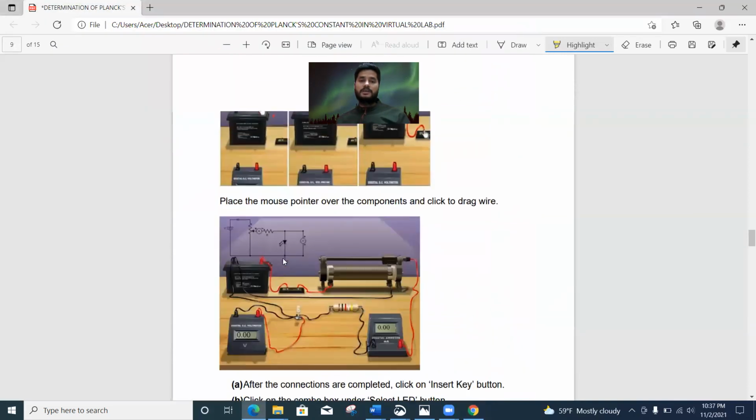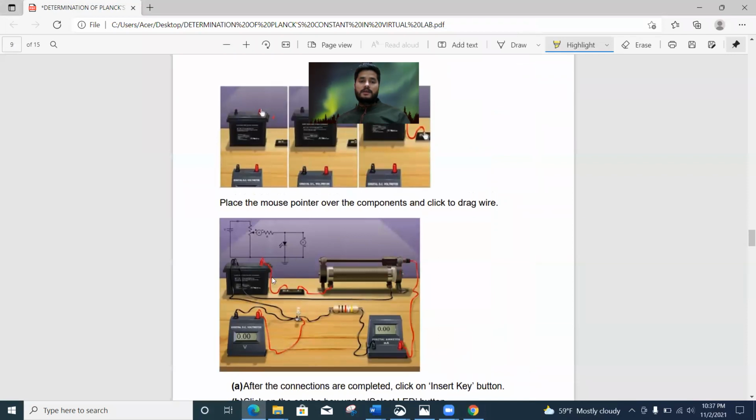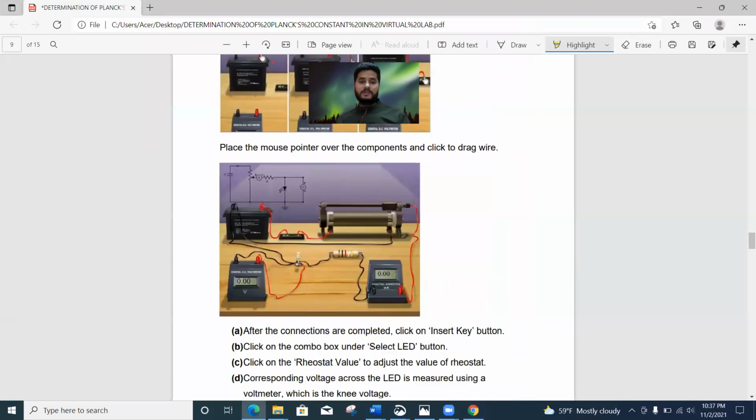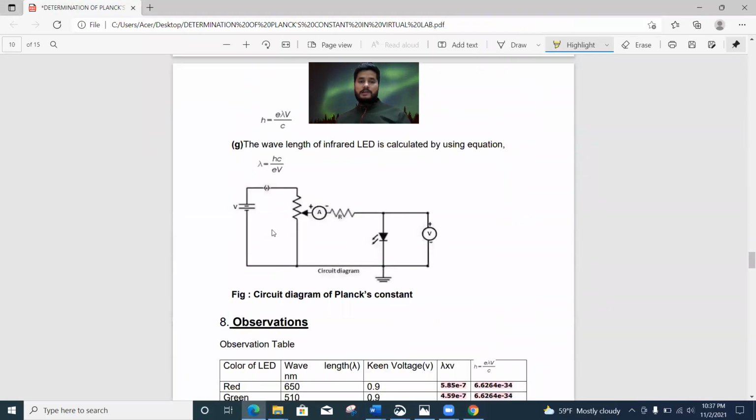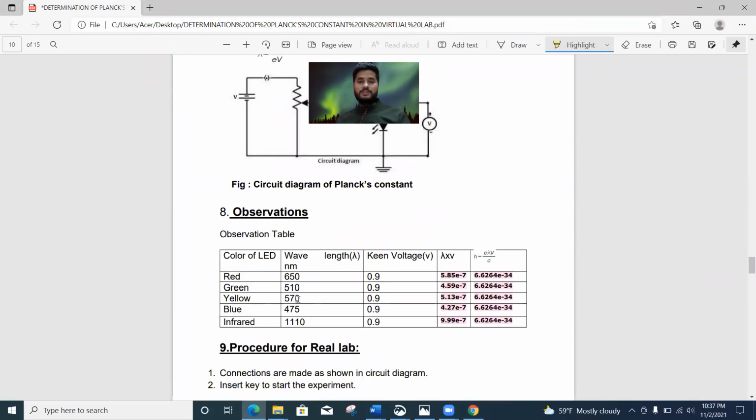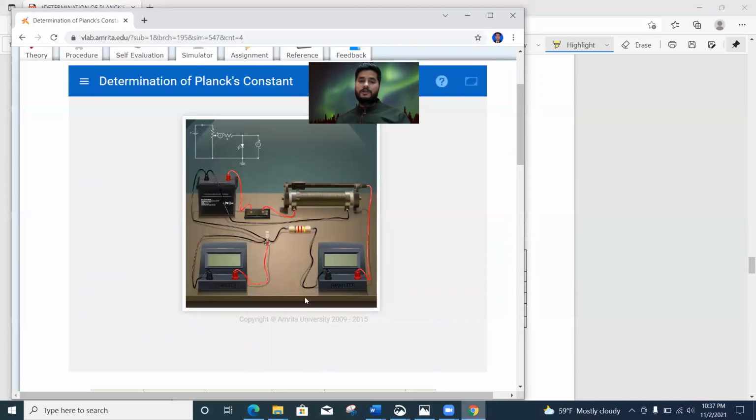PDF. This is the complete diagram, and this is the circuit diagram. Now I'm going to take the observations, taking different values and different data from the experiment, and enter them in our virtual lab.